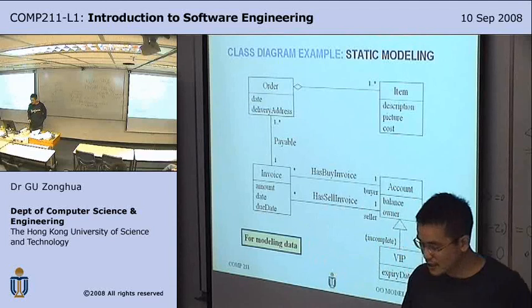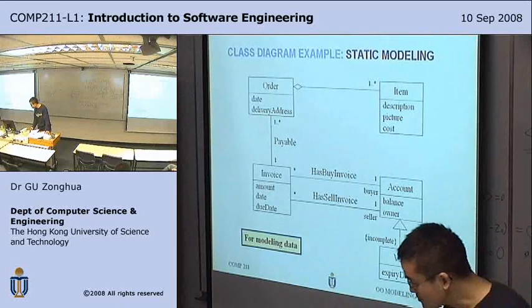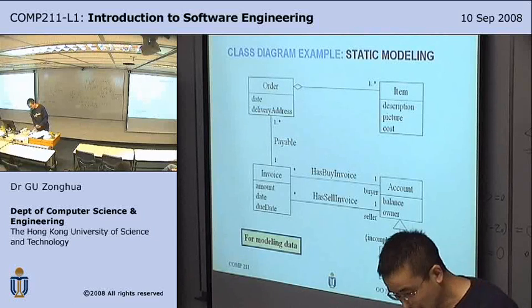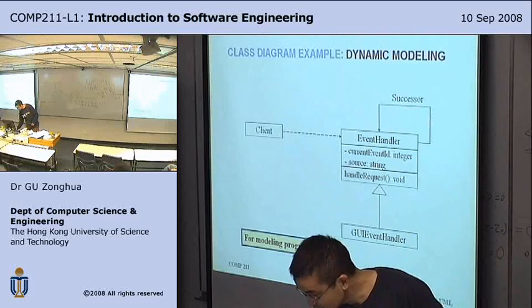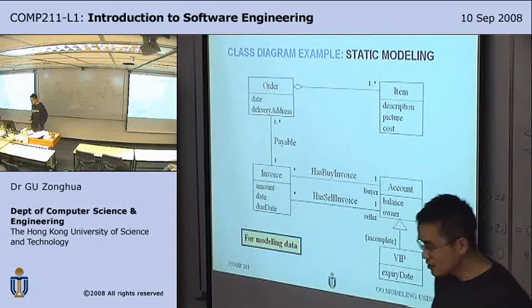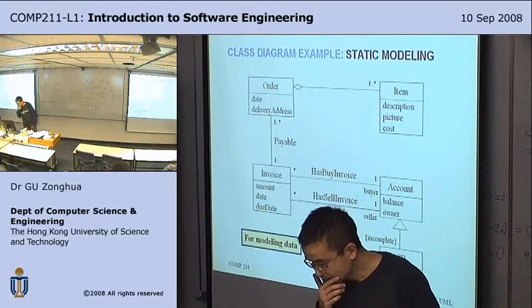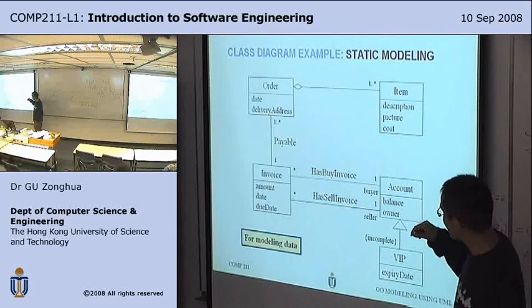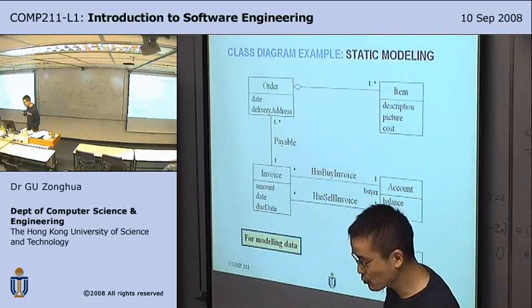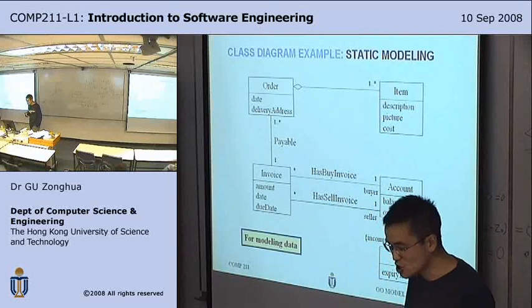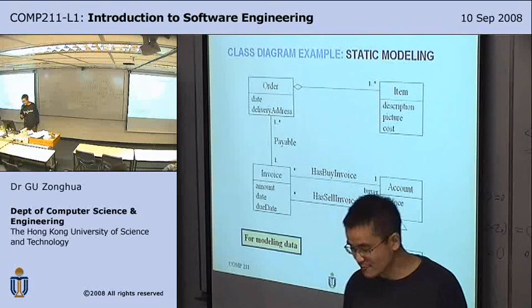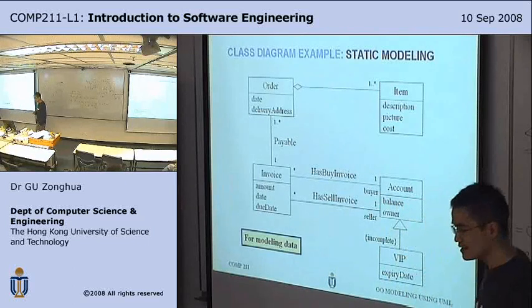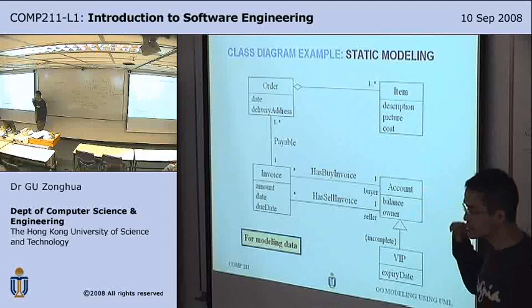So here's a class diagram example. An order has attributes state and delivery address. So you place an order to a merchant. The date records the date you placed it, and you specify the delivery address, which contains a bunch of items with an aggregation relationship.